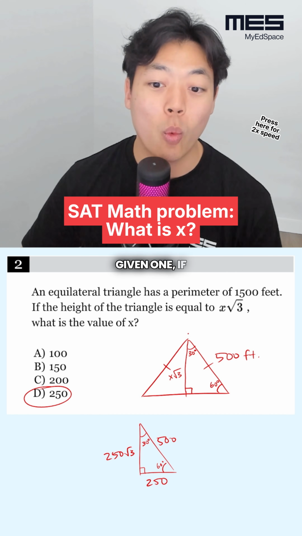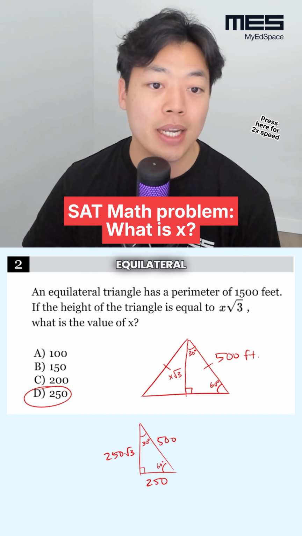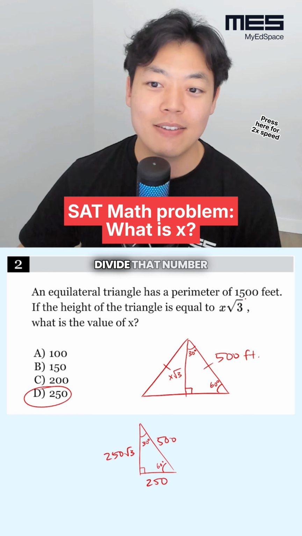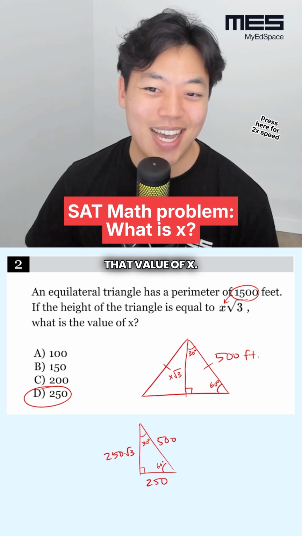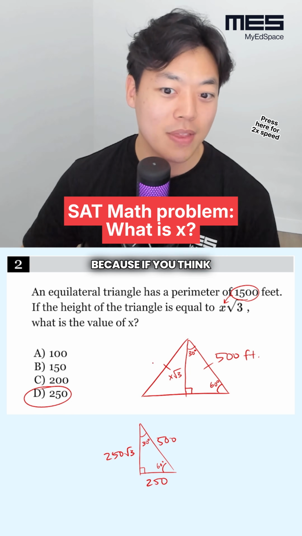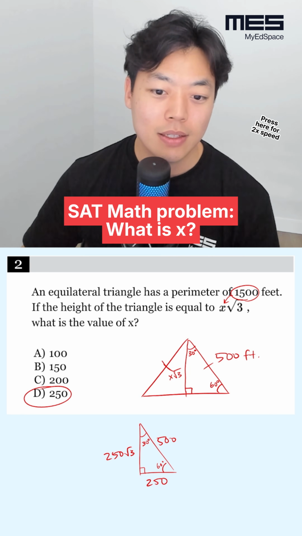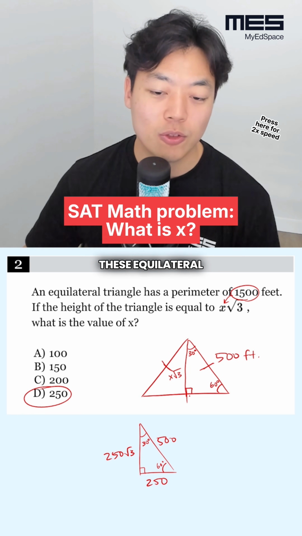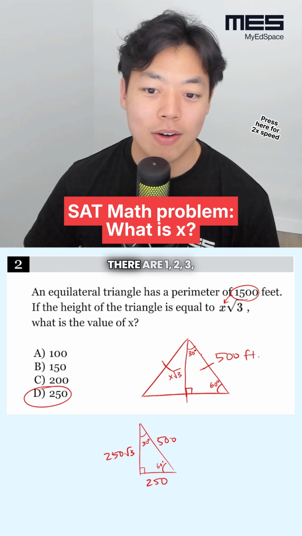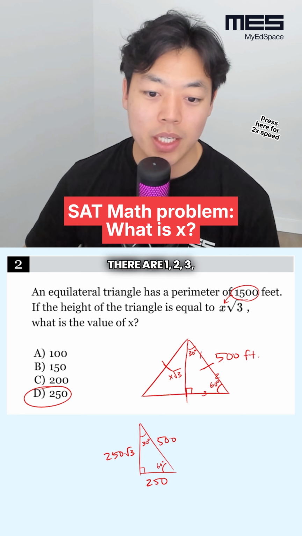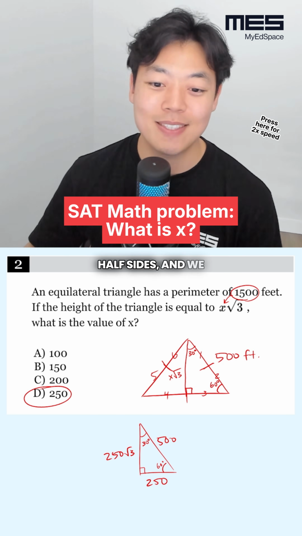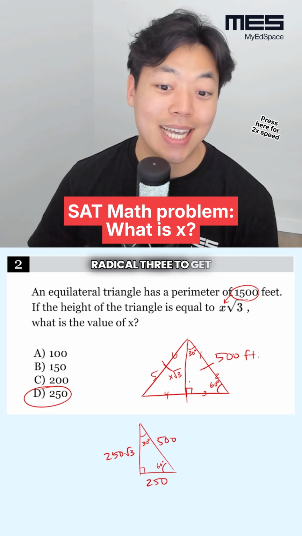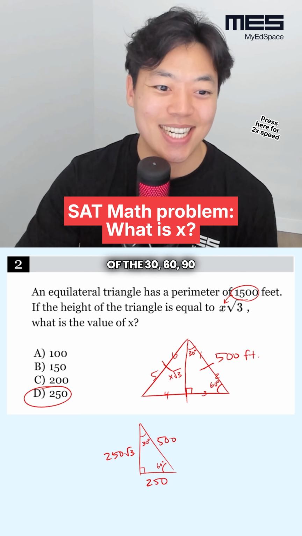A cool trick that you can use the next time you have a question like this is, if you're given the perimeter of an equilateral triangle, just divide that number by 6 to get to that value of x. And that works because if you think about it, if we split each of these equilateral triangle sides, there are 1, 2, 3, 4, 5, 6 of those half sides, and we multiply that by radical 3 to get to the longer side of the 30, 60, 90 triangle.